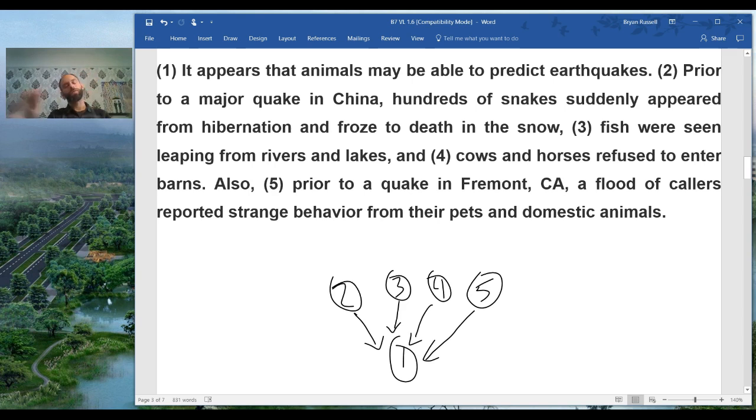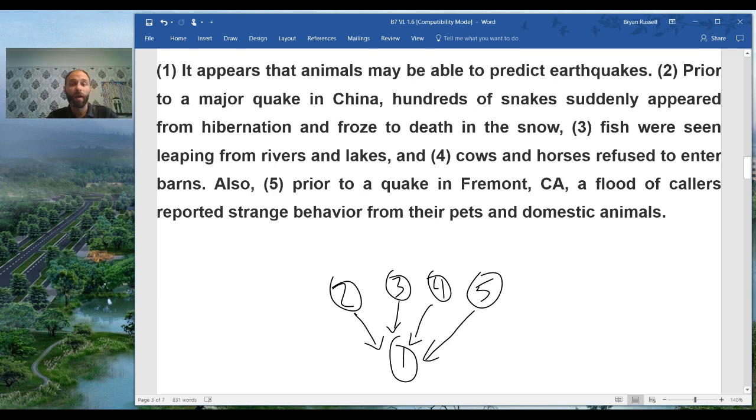Now, this is called the horizontal pattern for obvious reasons. You see those premises 2, 3, 4, and 5, they're all on the same horizontal line, and they all support the conclusion, and they all give independent support for the conclusion, such that if we took any of them away, the conclusion would still remain supported by the rest of them, right?